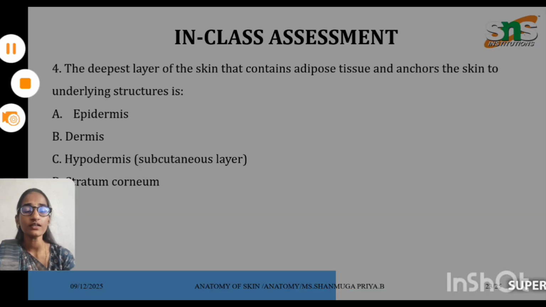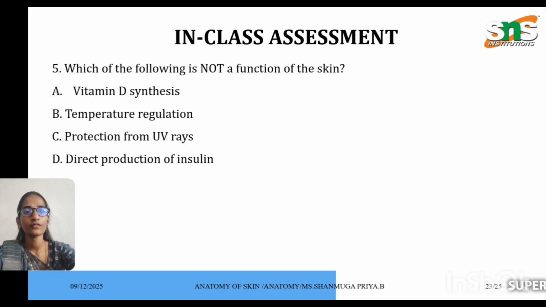The next one is, which of the following is not a function of the skin? So option A, vitamin D synthesis, temperature regulation, protection from UV rays, direct production of insulin. So the first three options are the functions of skin. So the function which is not done by the skin is direct production of insulin.